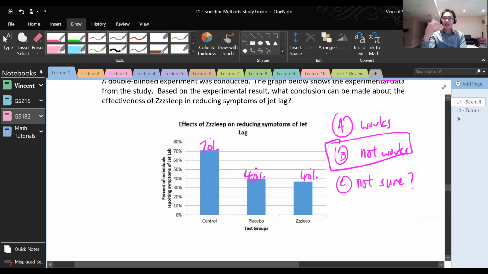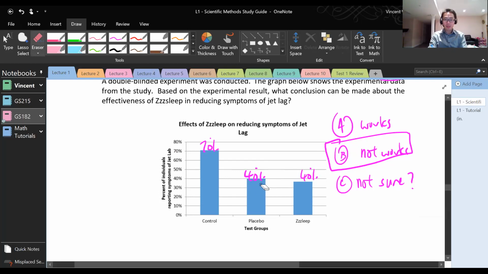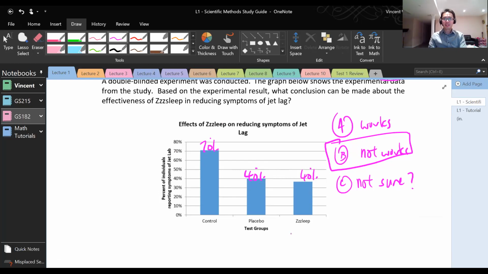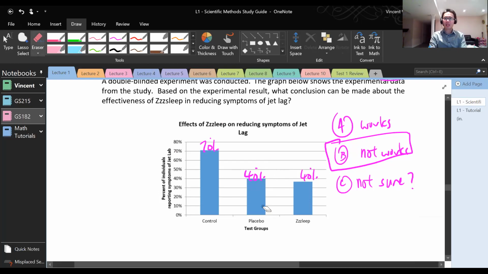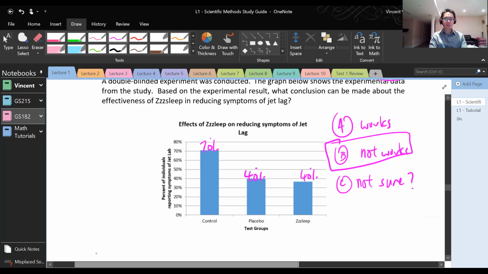So what does that tell you? It tells you it doesn't matter whether you give them the real pill or the fake pill. Both the fake pill and the real pill cause a reduction in jet lag, which means your drug does not work. There's nothing special about the drug. I could have given them a piece of candy, and the jet lag would have come down anyway. So when the placebo group and the treatment group have the same effect, then we know it is not working.